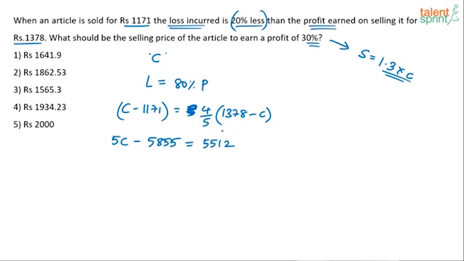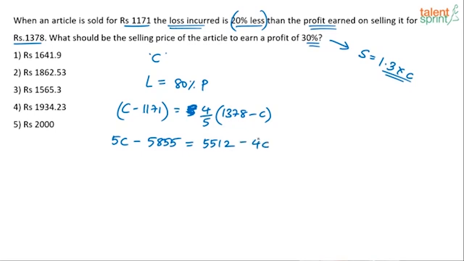5,512. Or otherwise, you can do one more thing. Let's assume this is 1400 minus 22. 1378 can be taken as 1000 plus 300 plus 70 plus 8, or 1400 minus 22. So 4 into 1400 is 5600. Yes or no? 4 14s are 5600. 4 into 22 is 88. But since this is minus 22, you should take minus 88. So 5600 minus 88, 5512.